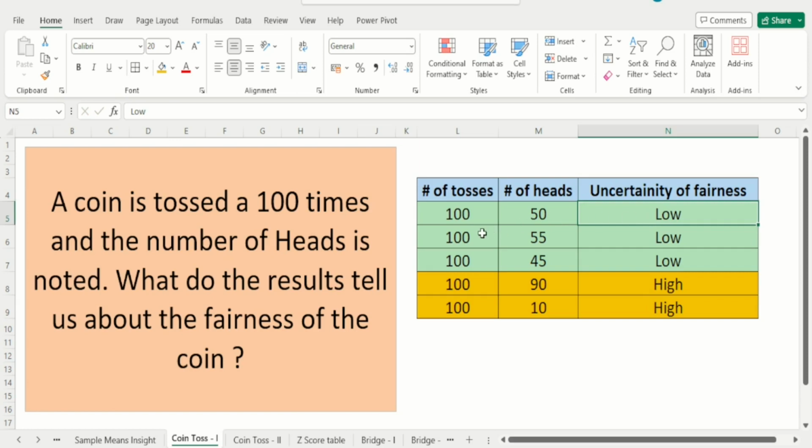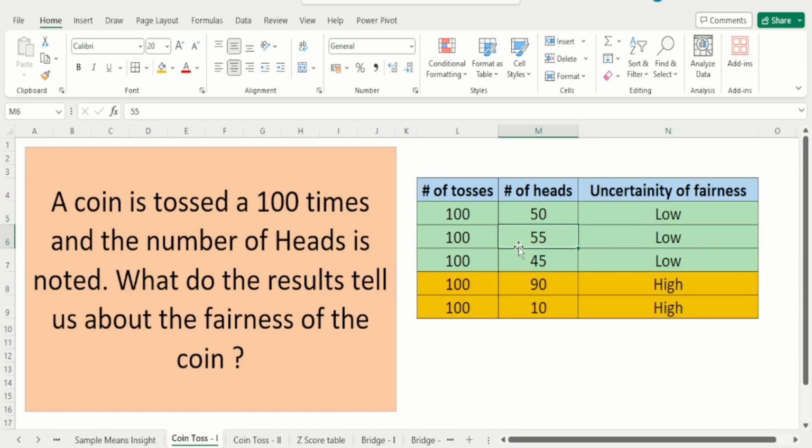If you were to repeat the exercise again, do another 100 coin tosses, and this time the number of heads is 55, well, is this still a fair coin? Sure, because you know by experience that it will not always be exactly 50 heads. It will slightly vary, right? So even with 55 heads, it looks like a reasonably fair coin. So again, the uncertainty of fairness is low. We are fairly certain that this looks like a fair coin.